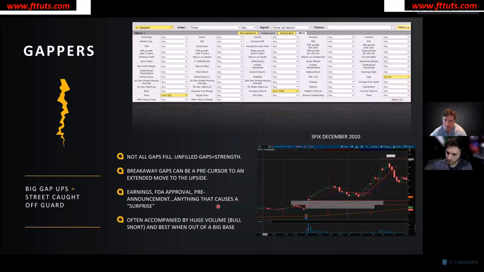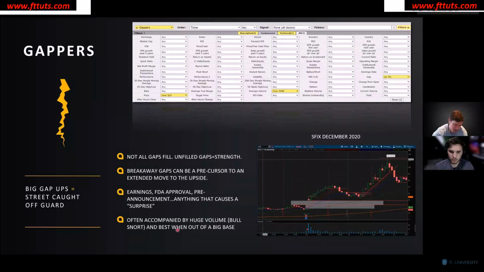So if you can find a gap out of a base and there's volume, oftentimes those things are going to extend to the upside. So breakaway gaps can be a precursor to an extended move to the upside. This can overlap and often be a bull snort. And it can be for reasons like earnings, FDA approval, the pre-announcement.